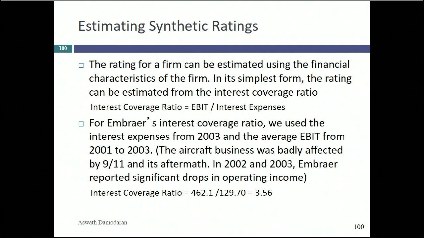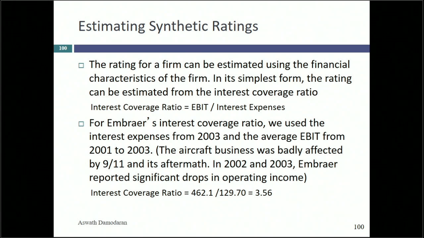The one ratio that best explained differences in ratings across companies is called the interest coverage ratio. The interest coverage ratio is just earnings before interest and taxes divided by interest expense. So as an example, Embraer's operating income was about $462 million. Their interest expense was about $130 million. EBIT divided by interest expense gives me 3.56.